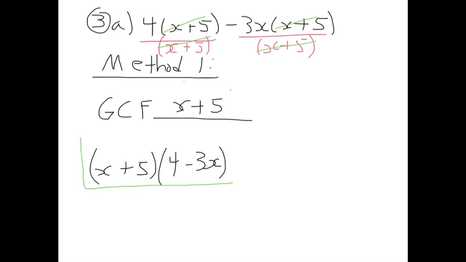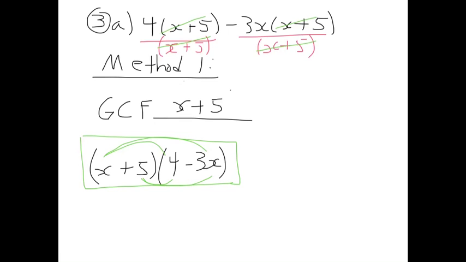This is the factored form, the product of two binomials, of this expression up here. Okay? Alright, so how do I know that this is correct? Well, just like we did last time, we're going to multiply it out and make sure that it equals what we started with. Okay, so let's just do some quick foiling here.